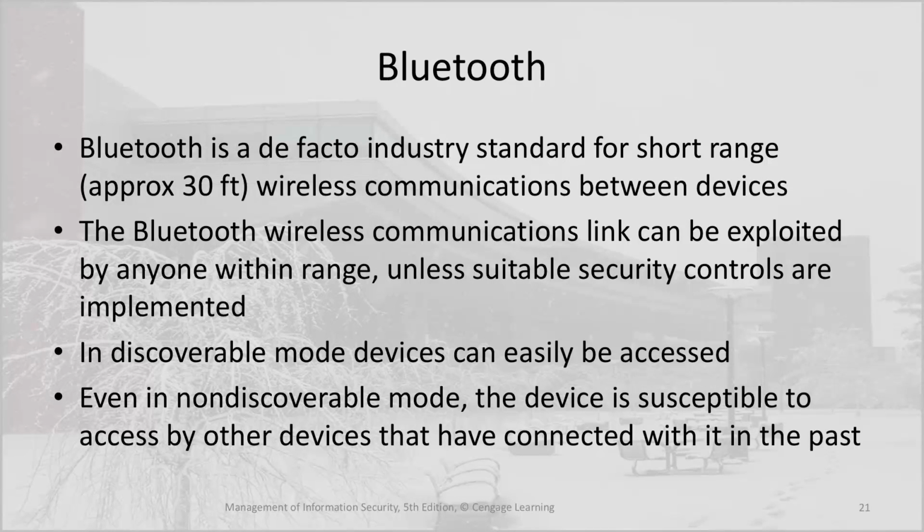Bluetooth is a de facto industry standard for short-range, approximately 30-foot, wireless communication between devices. The Bluetooth wireless communication link can be exploited by anyone within range unless suitable security controls are implemented. In discoverable mode, devices can easily be accessed. Even in non-discoverable mode, the device is susceptible to access by other devices that have connected with it in the past.